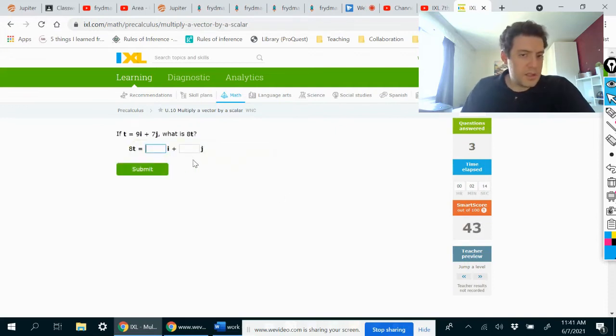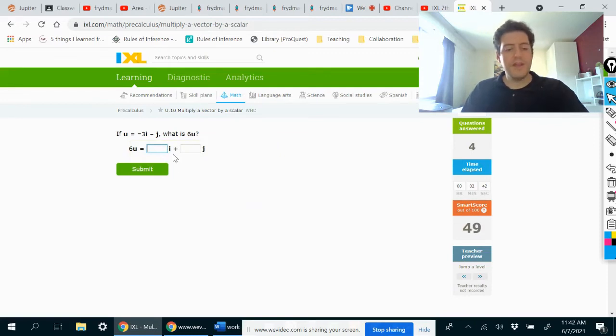Okay, here it's the same thing. We're just using the i and j notation instead of the angle bracket notation. But if t is equal to 9i plus 7j, then 8t would be 72i, they already wrote the i's and the j's for you, plus 56j. So we're just multiplying the components by 8.